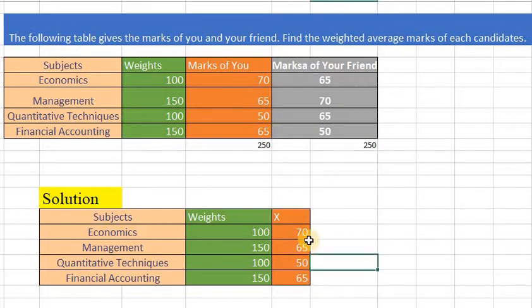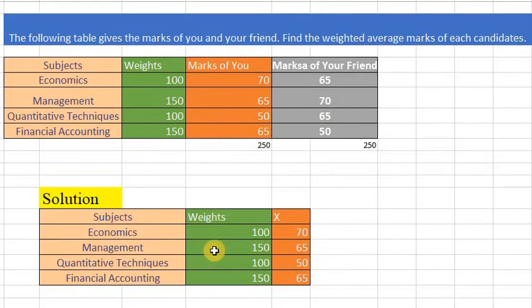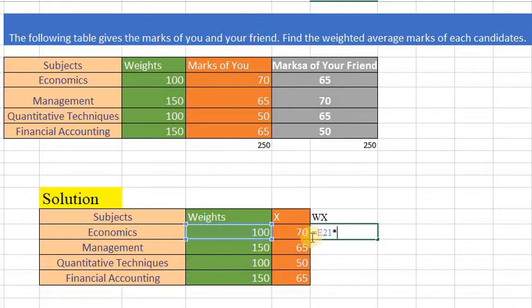In the formula, our formula tells summation wx. Here weights represent w. We know the value of W and we know the value of X. So we need to calculate WX. How to calculate this WX? It equals W into X.